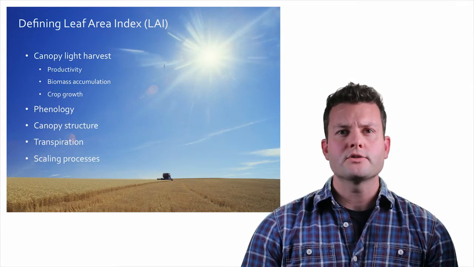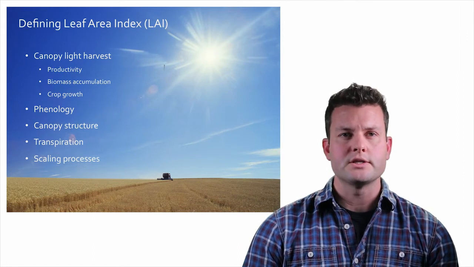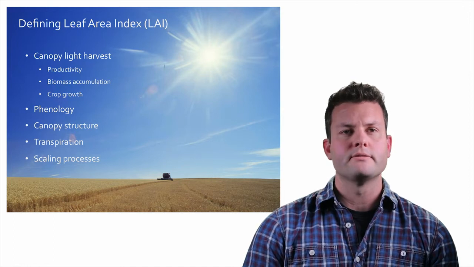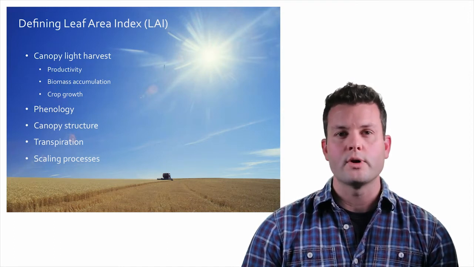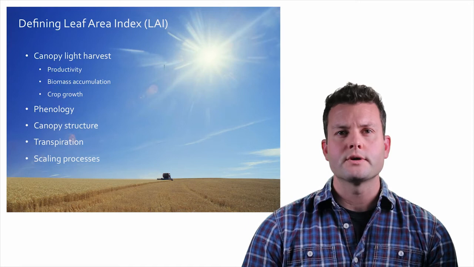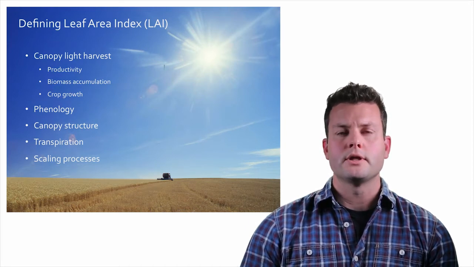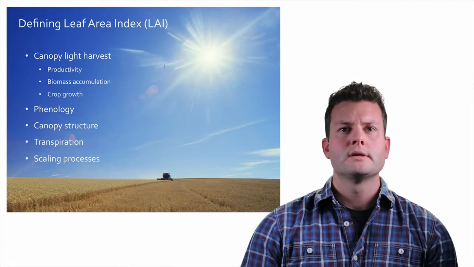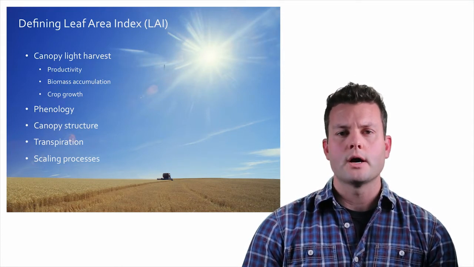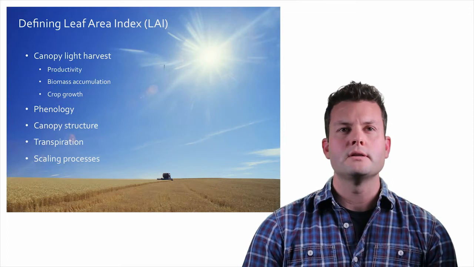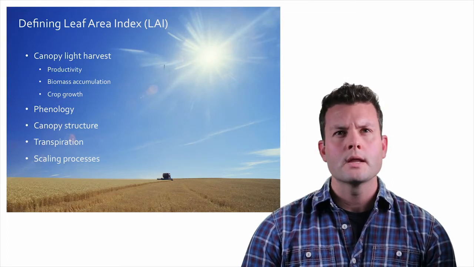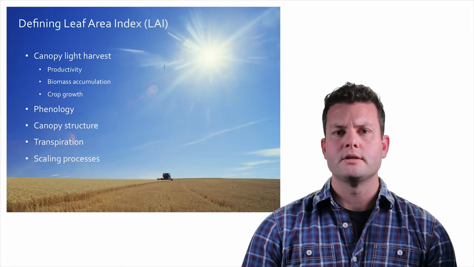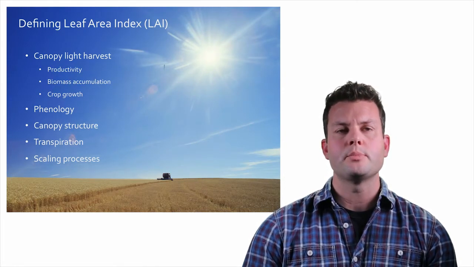Leaf area index can also be used as an indicator of phenology, where phenology is simply describing the life cycle events of plants. So, for example, we have deciduous forests where every year leaves flush, they grow, they expand, they mature, and finally they senesce. And all of that can be described simply by tracking leaf area index through time. LAI is also commonly used as a measure of canopy structure, or a way to differentiate the structure of one canopy from another.